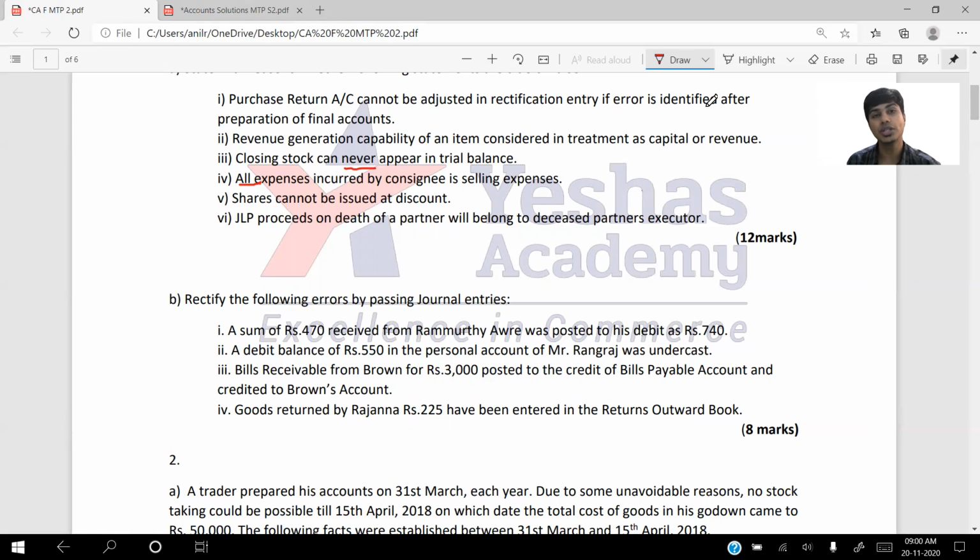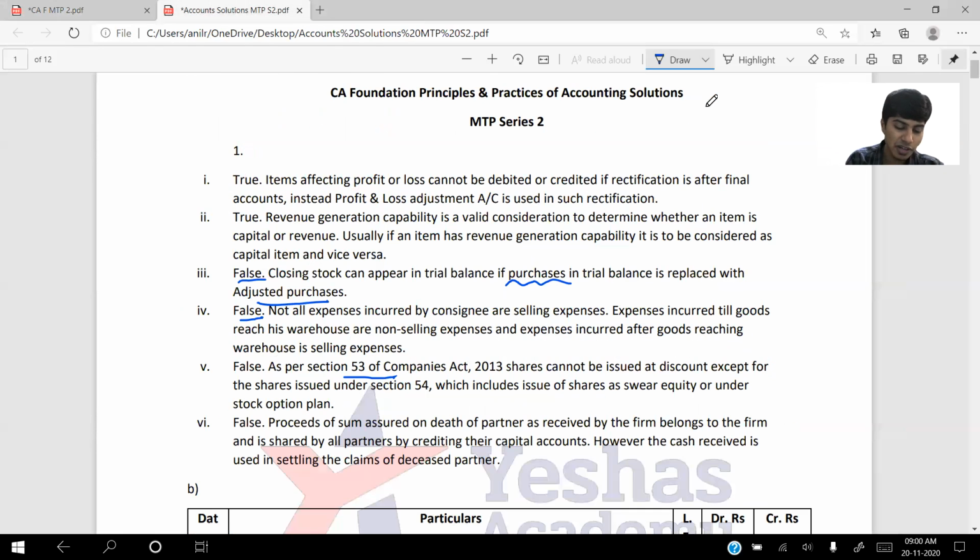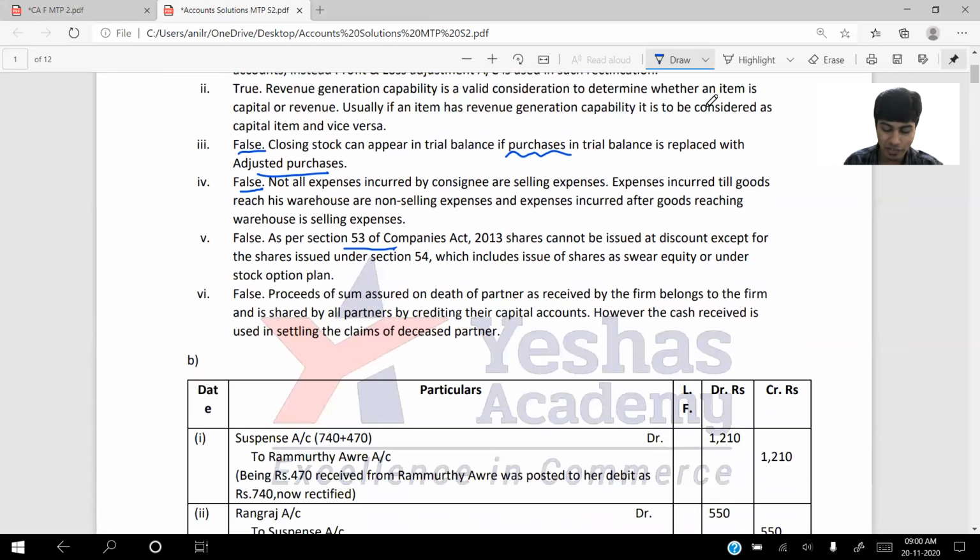That comes to 1210. Credit to Ramamurthy 1210. Sir, what about debit? Suspense. Sir, when will you reveal suspense? I'm not revealing. This is only revealing of suspense.